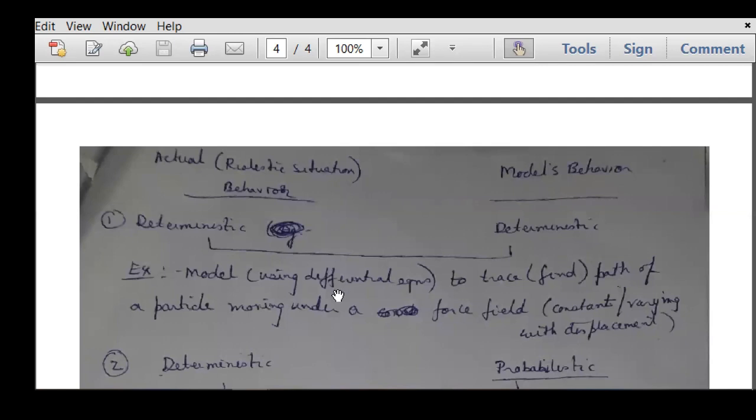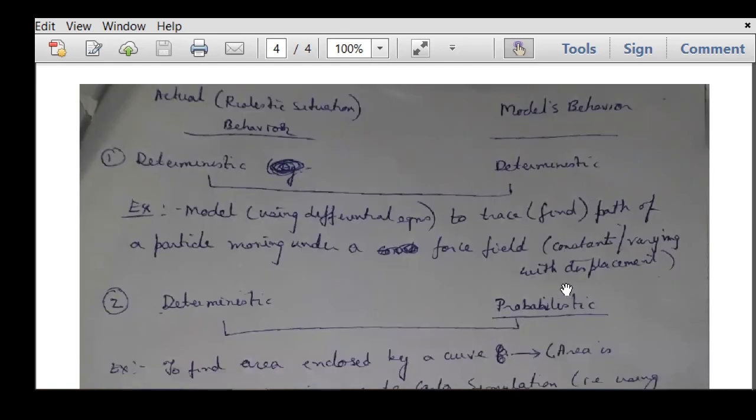So this is the thing. I have listed it down here. If the real situation is deterministic and the model is deterministic, both being deterministic is possible. Example: a model using differential equations to trace or find the path of a particle moving under a force field, say a constant force field or inverse square or whatever. So these are some of the examples.